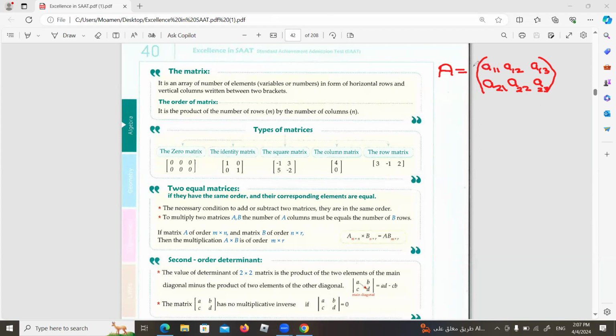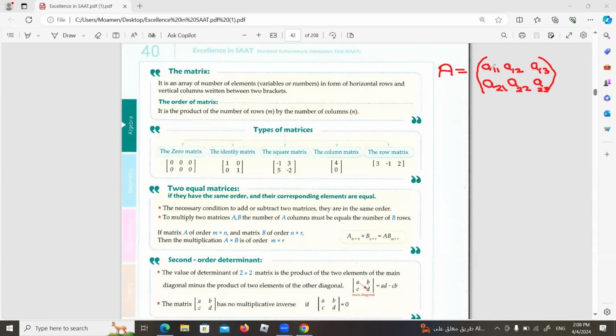So this is the elements, or this is the arrangement. We have two rows and three columns. So we have the order of the matrix. What is the order of the matrix? The order of the matrix is a product between the number of rows and the number of columns.